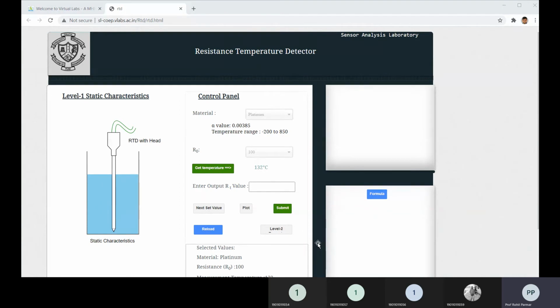You can do this calculation: 100 into in bracket 1 plus what is the value of A? A is given as 0.0385, in bracket T minus T0. T minus T0 is given as 132. So 132 multiplied with 0.0385 plus 1, and multiply that answer with R0. What is R0? R0 is 100. So what is the answer?